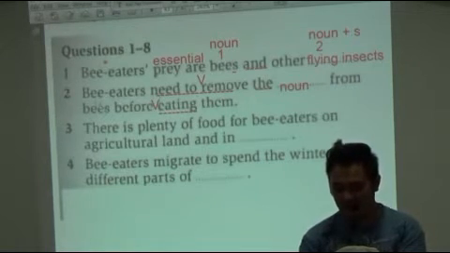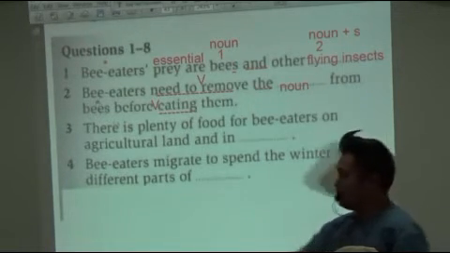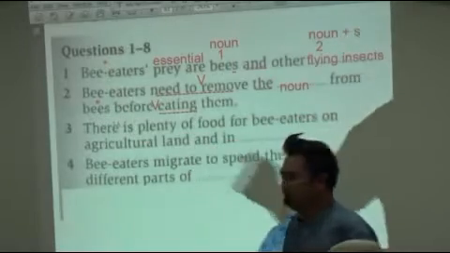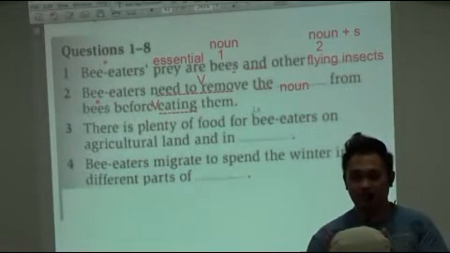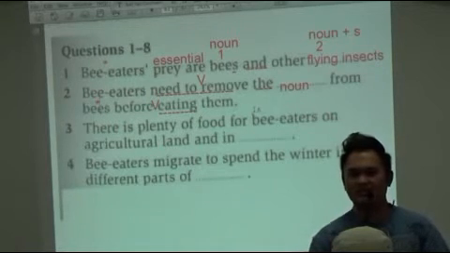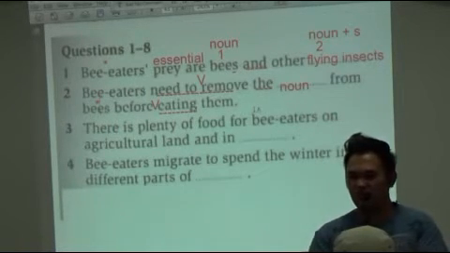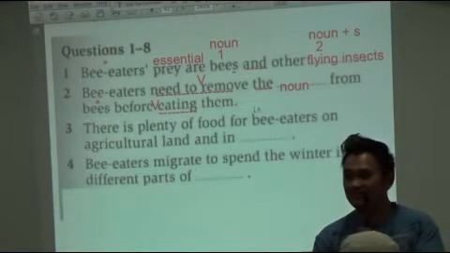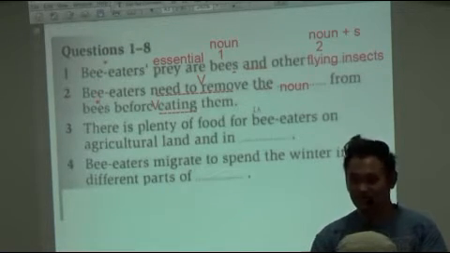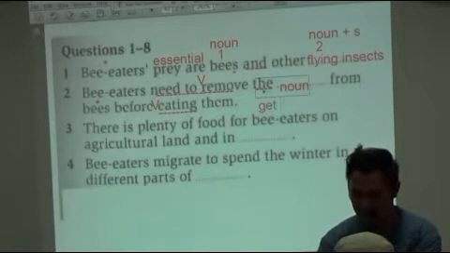And we have the word "be" as our marker. Everybody say "remove." What do you think is a paraphrase of the word "remove"? Get rid of, isn't it? To remove means to get rid of.